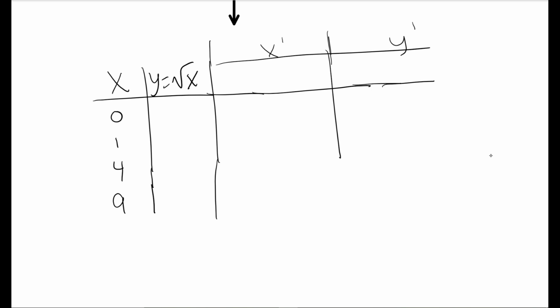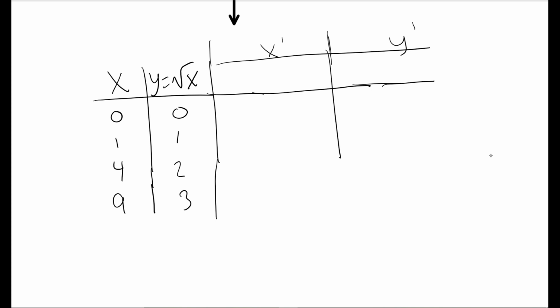When we did this earlier, we know that the square root of 0 is 0, the square root of 1 is 1, the square root of 4 is 2, and the square root of 9 is 3. So we got those nice numbers. This was straight from the other table. I'm not doing anything new here.